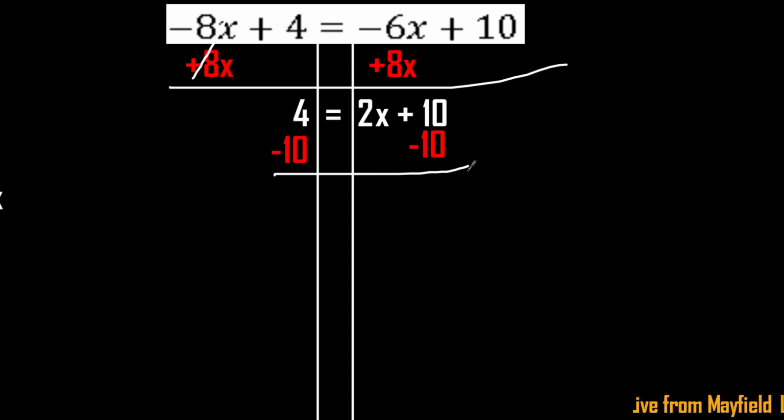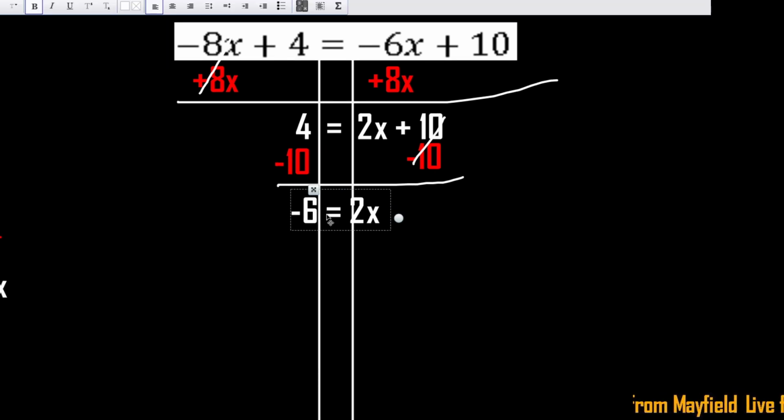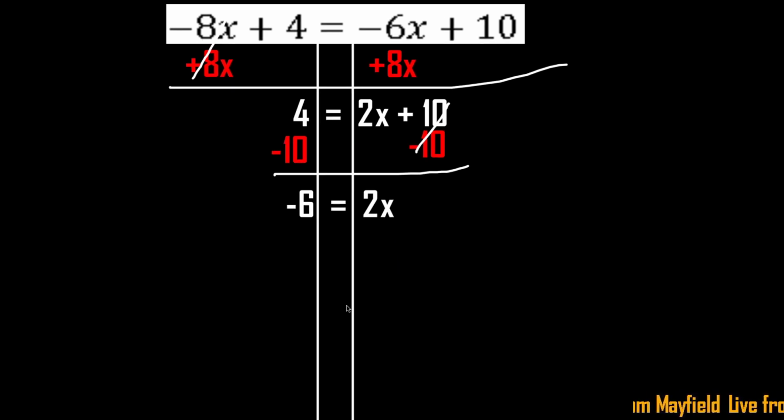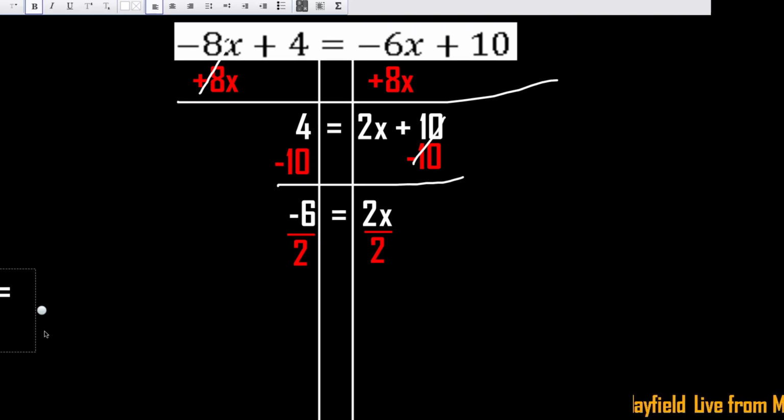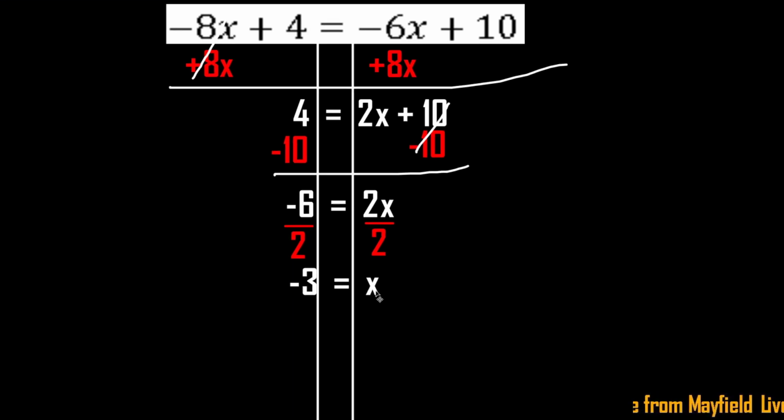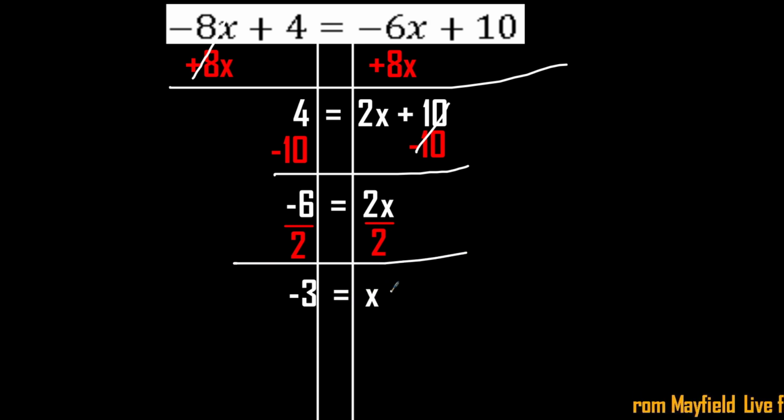The 10s cancel out, so let me actually cancel those out. And we're left with negative 6 equals 2x. And just like we showed before, again, we divide both sides by the coefficient, and we end up with x equals a negative 3. Be able to check for yourself like we've been doing.